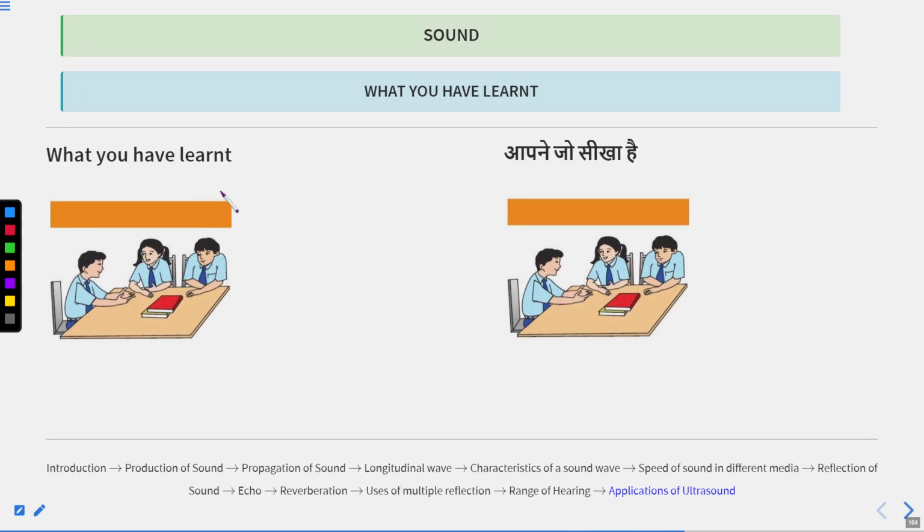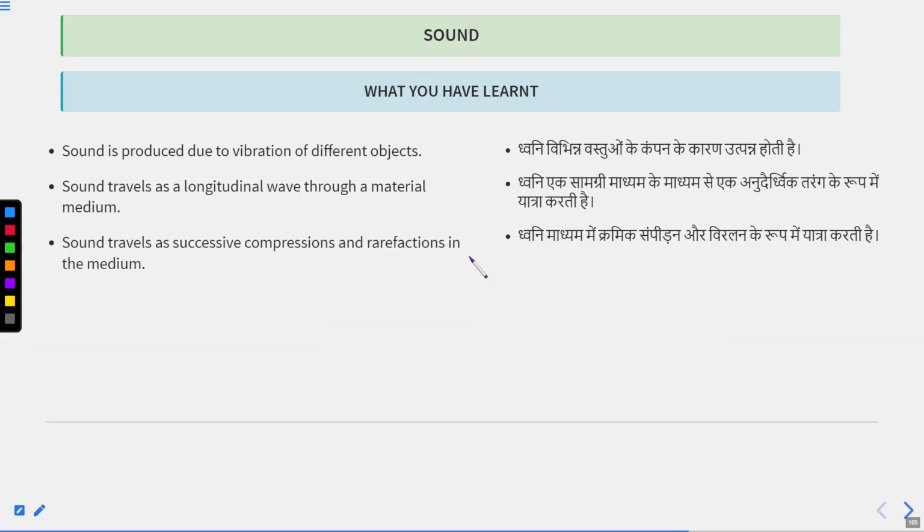Now, what you have learned from this chapter is completed. Now we will take a quick summary of this chapter. How is sound produced? First of all, what is sound? Sound is a form of energy which gives the sensation of hearing to our ear, and sound is produced due to vibration of different objects. When an object vibrates, it forces its adjacent object to vibrate, and that's how sound travels.